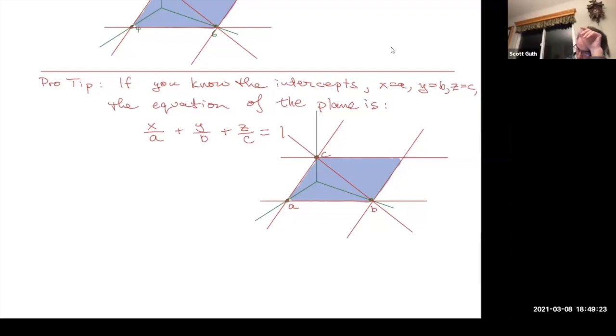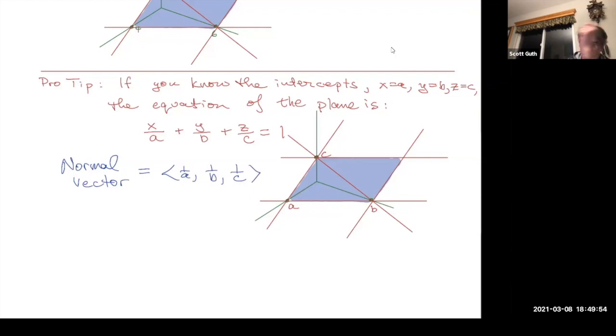So that's a good way to give the equation of a plane. You don't have to find the normal vector. You can see the normal vector though. So the normal vector would be what? Remember, the coefficients of x, y, and z after you've moved them all to one side. So the normal vector here would be 1 over a, 1 over b, 1 over c.